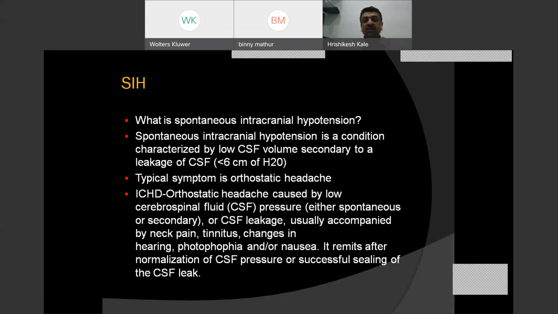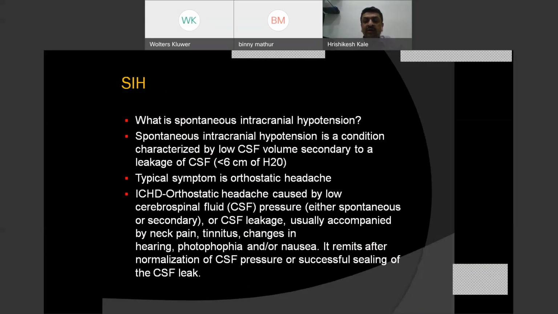SIH is a condition characterized by low CSF volume secondary to leakage of CSF. The usual measurement for this diagnosis is a CSF opening pressure of less than 6 centimeters of H2O. The typical symptom is orthostatic headache. ICHD is the International Classification of Headache Disorders. They have defined orthostatic headache as that caused by low CSF pressure or CSF leakage, usually accompanied by different symptoms such as neck pain, tinnitus, changes in hearing, photophobia, and nausea.